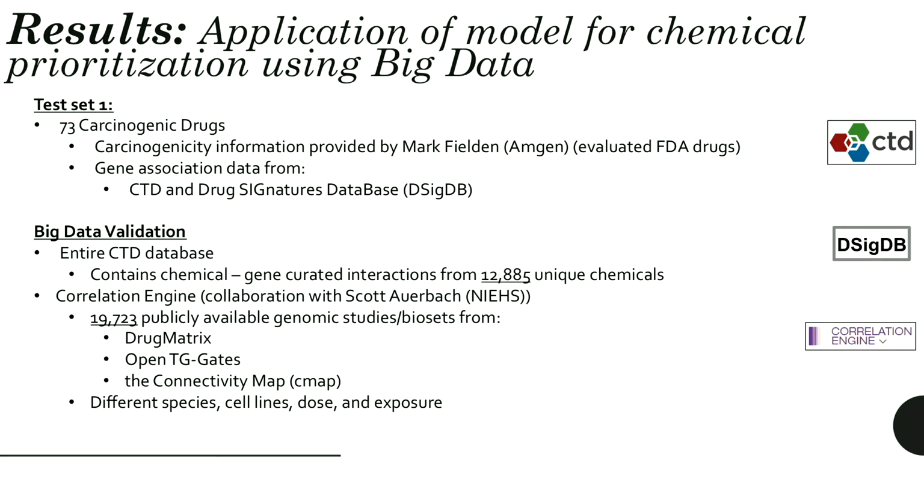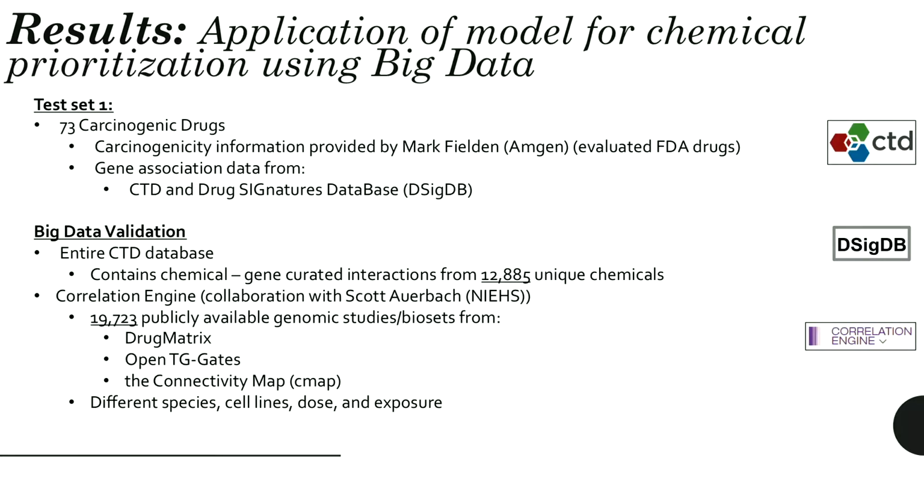Of course, we then tried to apply our model using a big data validation. First, we used a set of 73 carcinogenic drugs, which was again obtained from Mark Fielden, who had all this information ready. We used the CTD and the Drug Signatures Database to do this. Then we did a very large big data validation. We used the entire CTD database, which comprises around 12,000 different chemicals. And then we also used the Correlation Engine database to do the same thing, but the advantage of Correlation Engine is that it contains different biosets, which are represented by data from different species, different cell lines, different dosages, and different exposures.